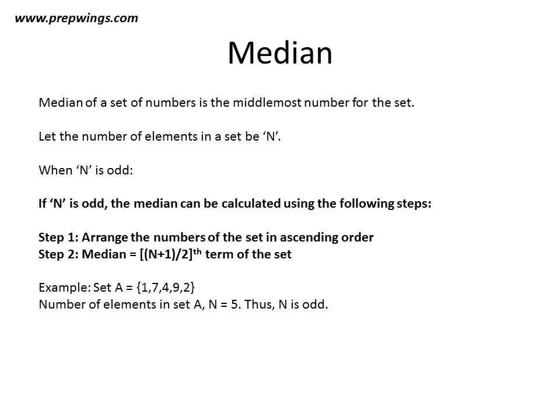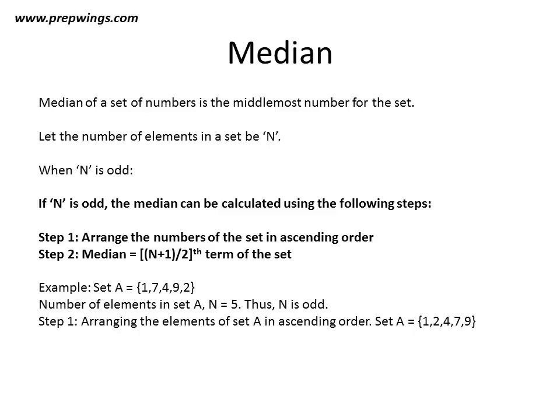We'll look at an example now. Suppose set A is given as 1, 7, 4, 9 and 2. Here the number of elements in set A is 5. So n is equal to 5. Thus n is odd. Now we'll do step 1 first. Arrange the elements of set A in ascending order. Set A will then become 1, 2, 4, 7, 9.